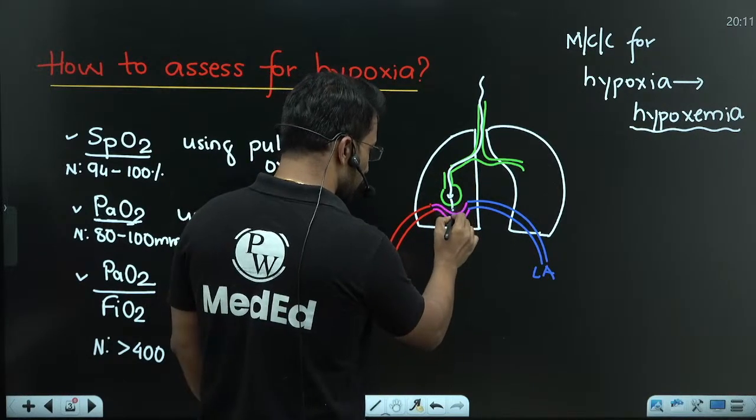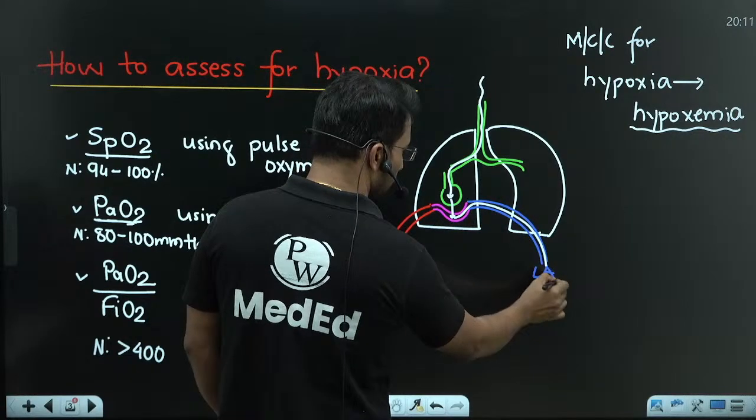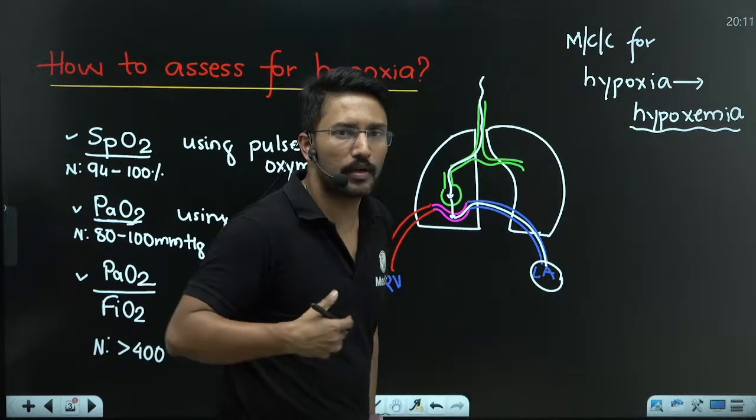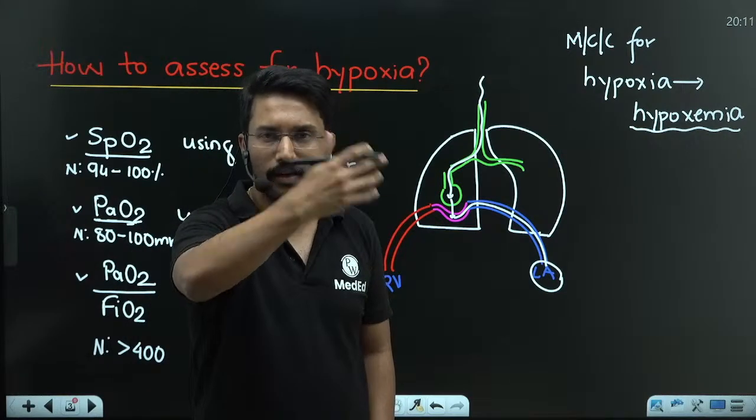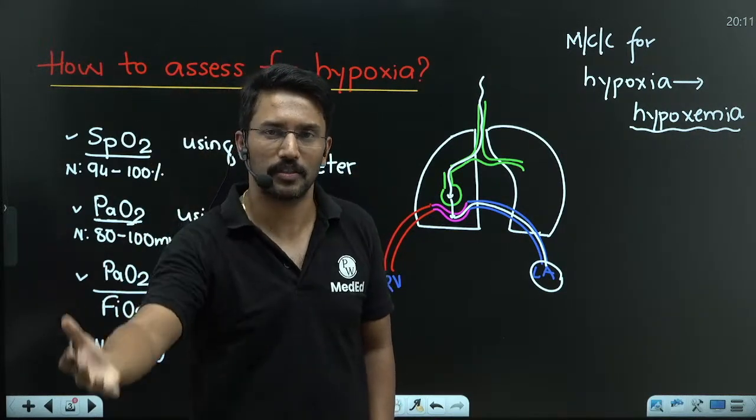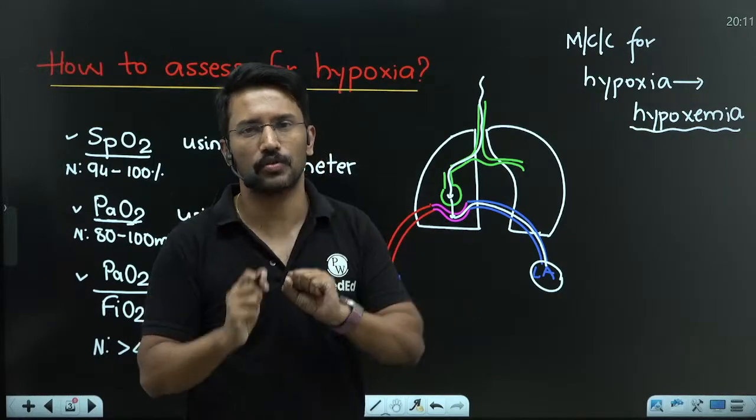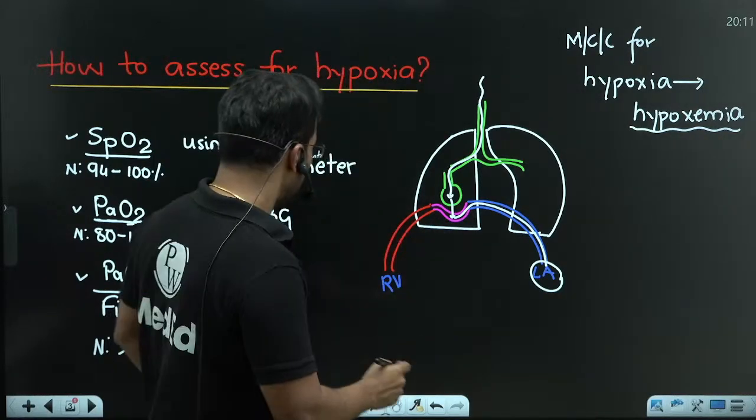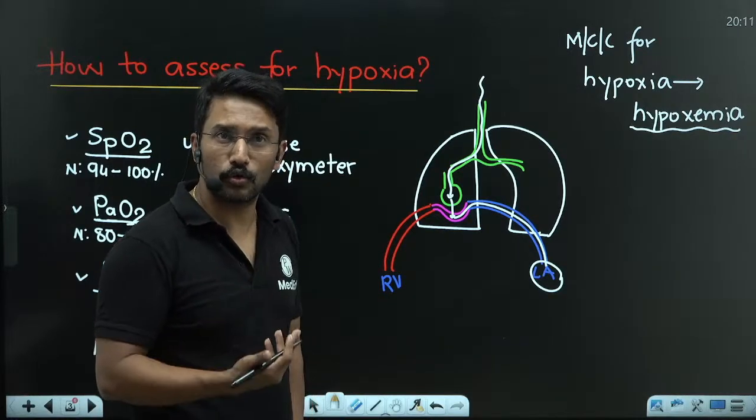Oxygen diffuses into the pulmonary capillaries, and this oxygen is taken through pulmonary veins to the left atrium. From the left atrium, oxygenated blood goes to the left ventricle and we eject it to the aorta, and through the aorta and its branches, it goes to all the body parts or tissues. There, tissues extract oxygen and the deoxygenated blood comes to the right atrium through the superior and inferior vena cava. From there, it goes to the right ventricle.